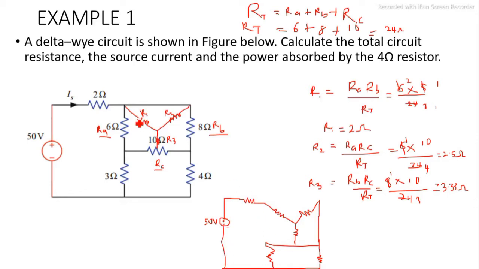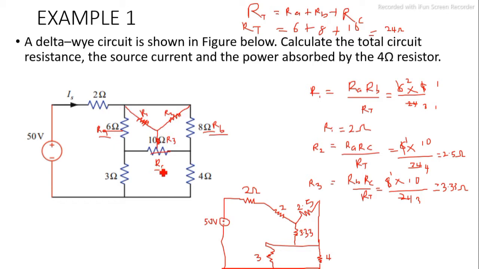So this is our 2 ohm resistor, which is this 2 ohms. This is our R1. What's our R1? Our R1 is 2. This is our R2. What's our R2? Our R2 is 2.5. This is our R3. What's our R3? 3.3. Then this is our 3 ohm resistor, and this is our 4 ohm resistor. Note that we converted this and this to this Y. That's why they are not there again. So this is now the Y connection.